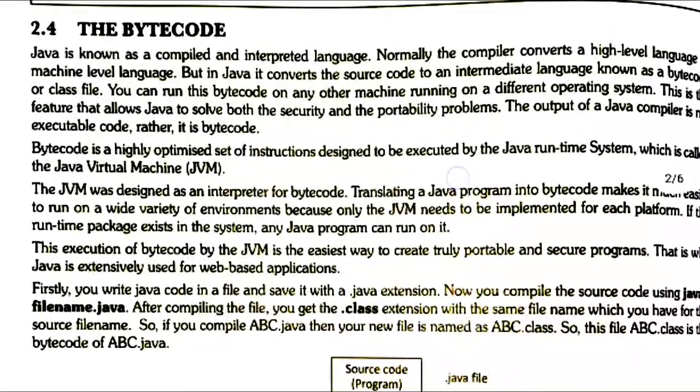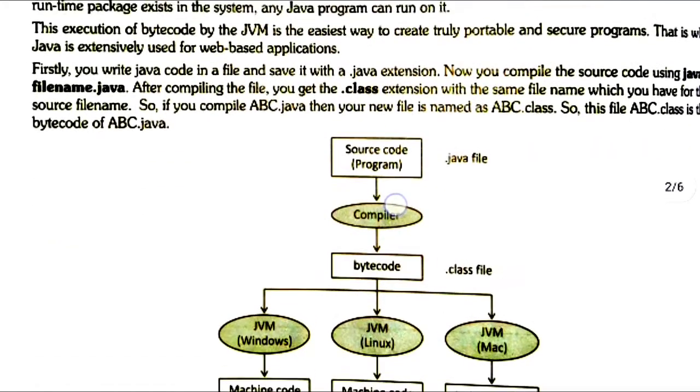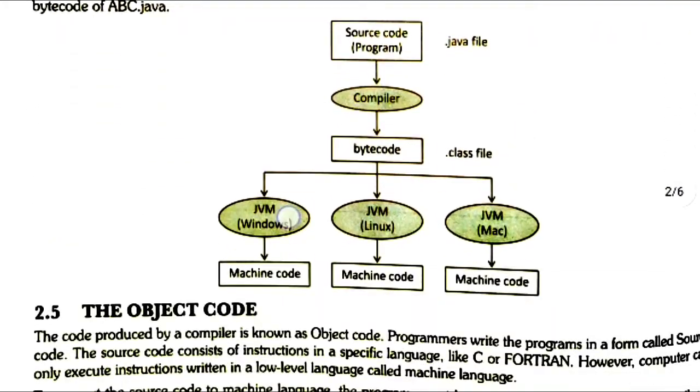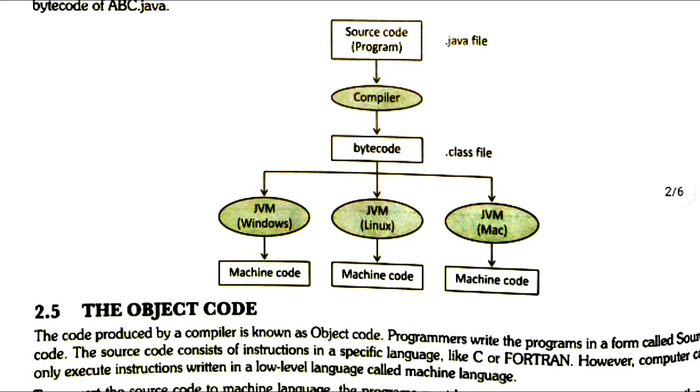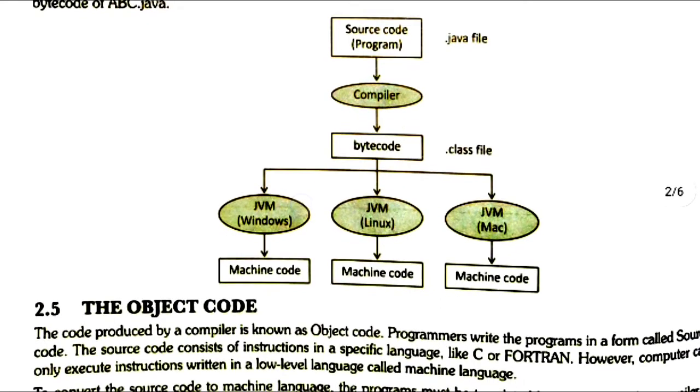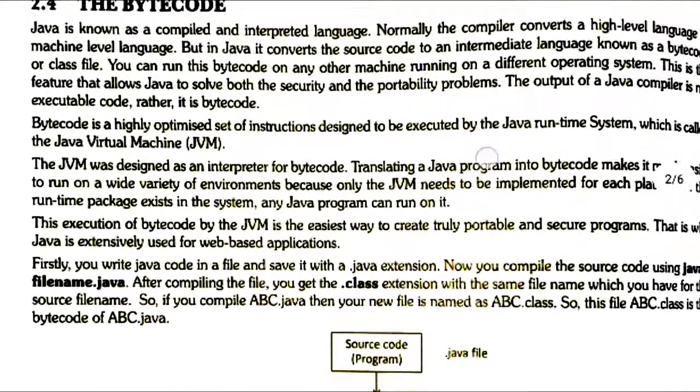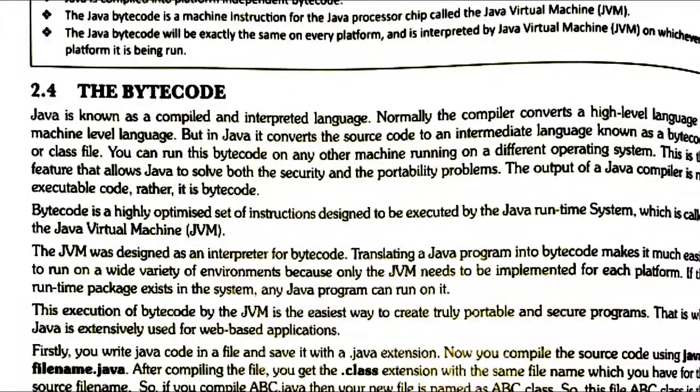So here the bytecode meaning is given: Java is also known as a compiled and interpreted language. Yes, you need a compiler in Java, and also you need an interpreter which is called JVM. So JVM is the interpreter of Java bytecode. This interpreter will execute the commands from the bytecode one by one. So that's why we say Java is a compiled and interpreted language.